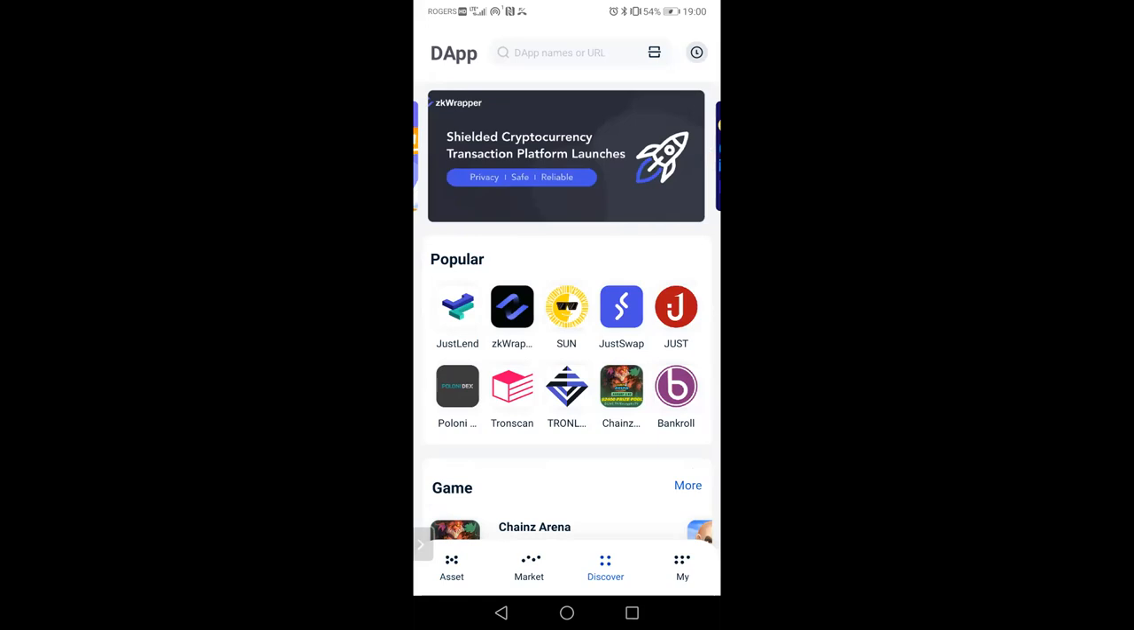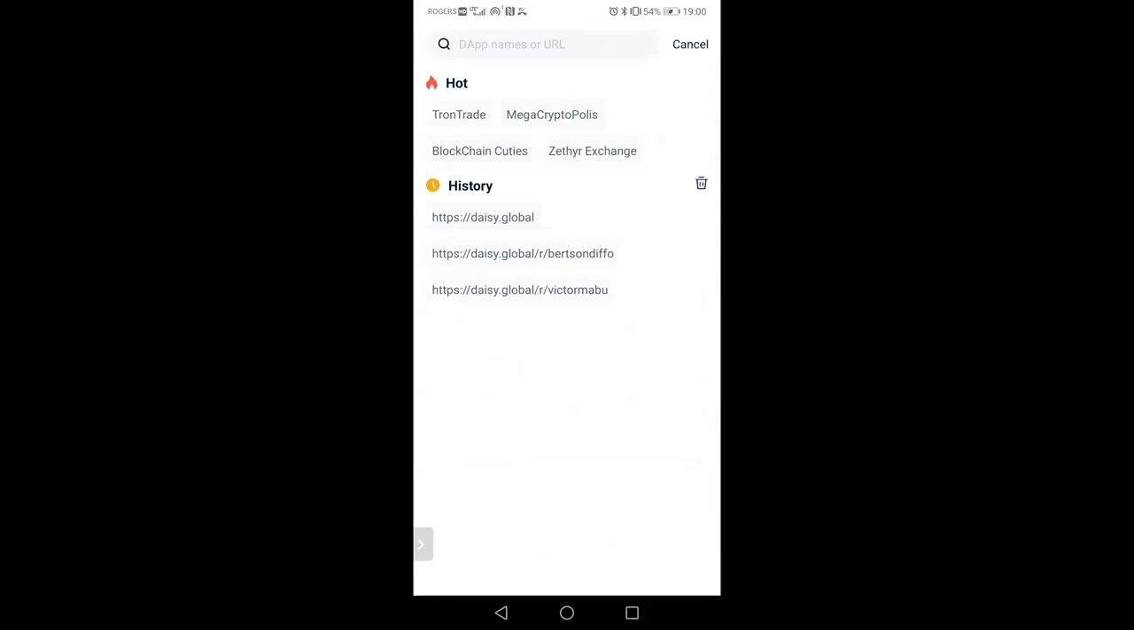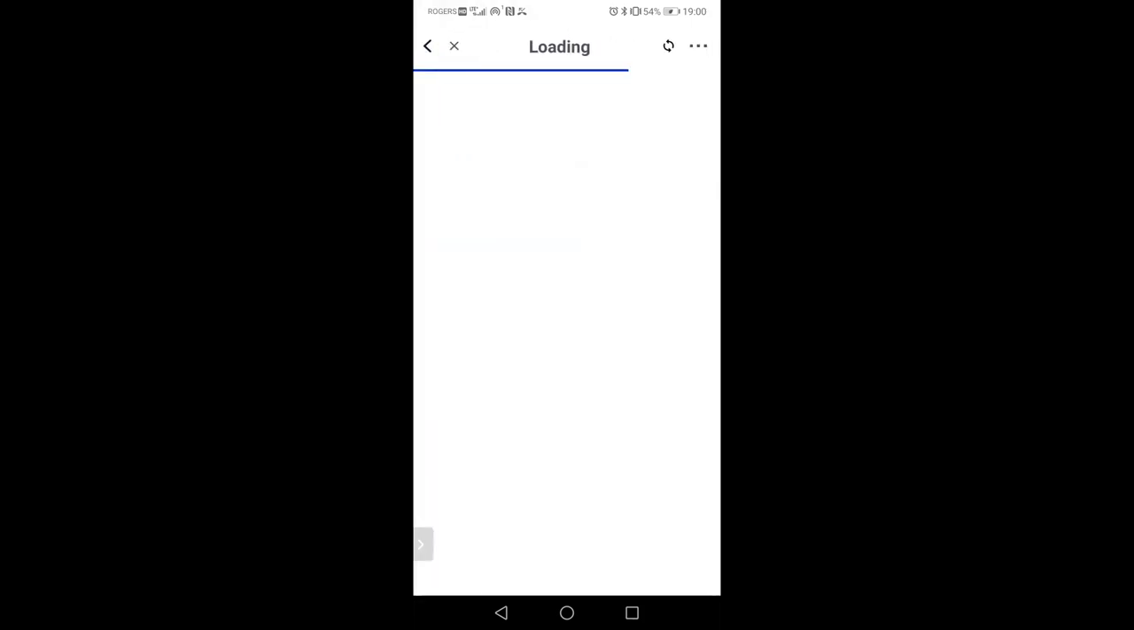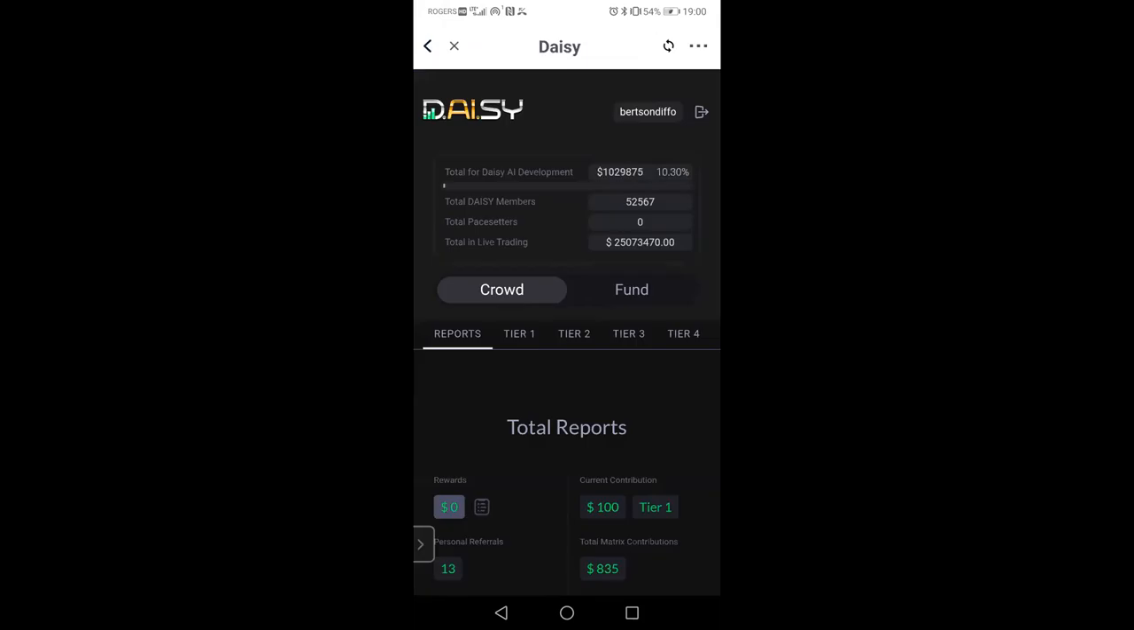So DAPP, you click in there and then you choose the first one. The bottom one is my own referral link, but the top one is for when you already have an account created. That's how you get into DAISY. So this is my DAISY account. It may change because they're fixing all the glitches that they found on the pre-launch, but this is my DAISY account.